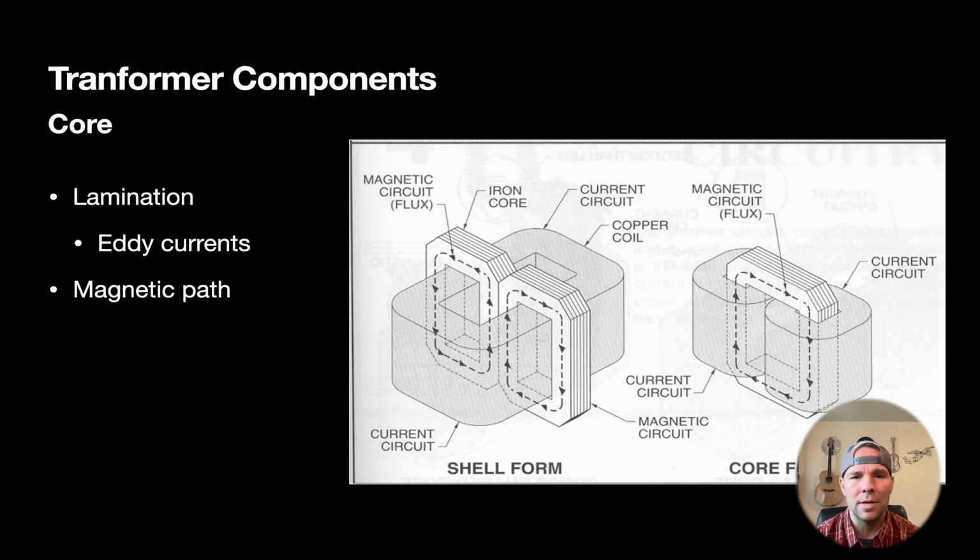They're usually laminated in laminated sheets, and we'll talk more about what those do, but those are to prevent and reduce the effects of eddy currents and hysteresis. And then there's also the magnetic path that it creates. Like we said, it increases the magnetic path, makes it more efficient. It concentrates it so that way you can have a better electromagnet, essentially, with less material. So that's the core. And then the next one is the windings.